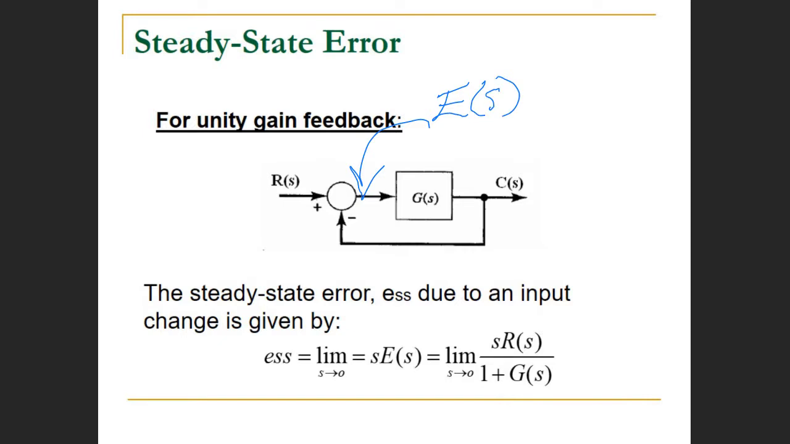All right. So how do you propose that we find that now? Can you suggest anything? If we look at it properly, the first input would be R of S. So E of S would be equal to R of S minus C of S. And C of S is going to be equal to E of S times G of S.